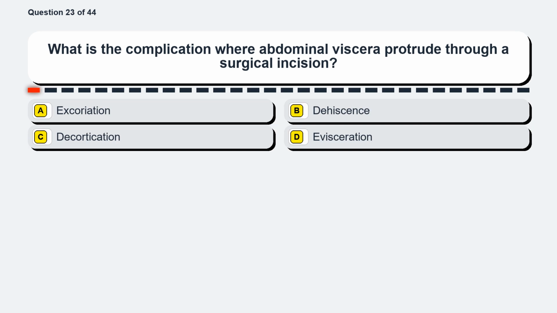Question 23. What is the complication where abdominal viscera protrude through a surgical incision? Option A, excoriation. Option B, dehiscence. Option C, decortication. Option D, evisceration.